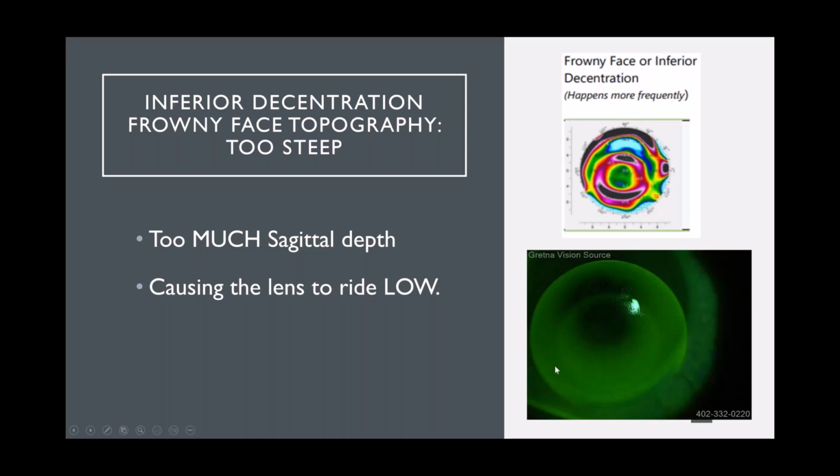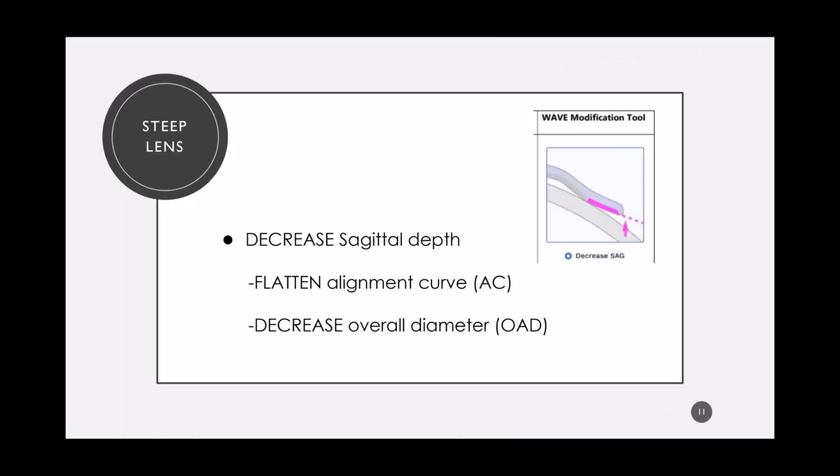What you see in this example down here in this picture too is that this lens is fitting so incredibly off center that the edge here is actually lifting up. So this lens has too much sagittal depth that causes that lens to ride low, and the change that you make is opposite. You want to decrease the sagittal depth. So again, going back to that wave modification tool, you would want to change the alignment zone to decrease the sagittal depth.